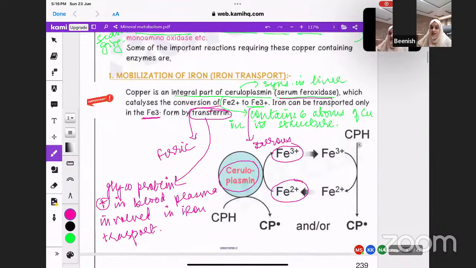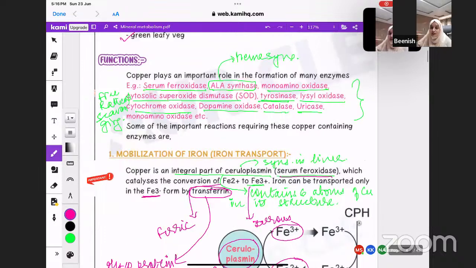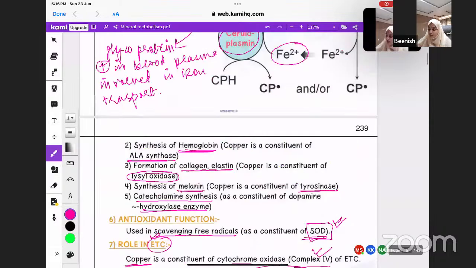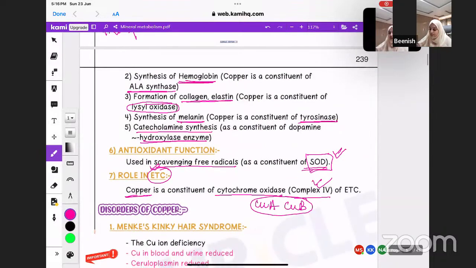So these were the functions. If you know the enzymes, and you know in which pathway these enzymes are required, then you will be very easily able to relate and know what the functions of copper are.